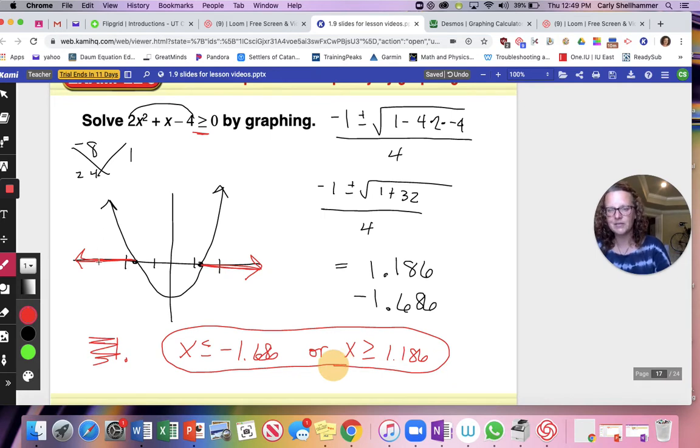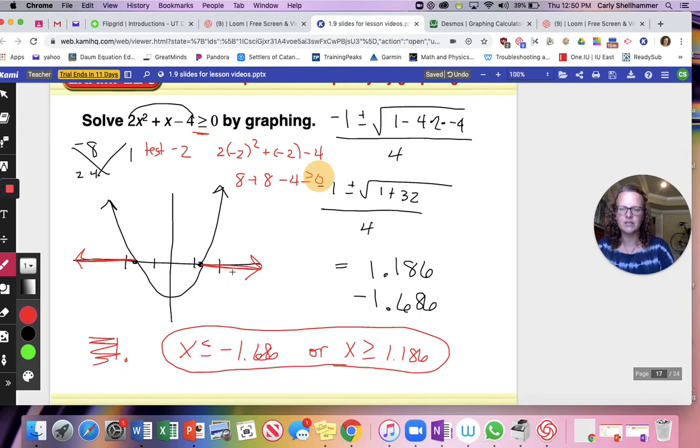Okay, I would just do a test point. If I tested negative 2, I would have 2 times negative 2 squared plus negative 2 minus 4. This would be 8 plus 8 minus 4. Is that greater than or equal to 0? Yes. Okay, so I tested it, so I would shade to this side. I could test a positive 2 and shade to that side, okay?